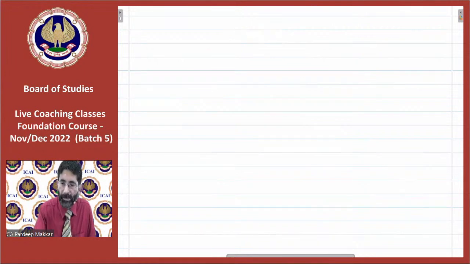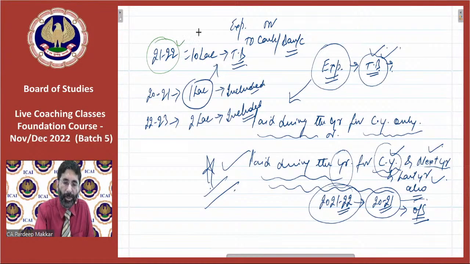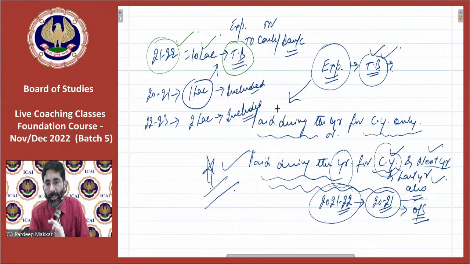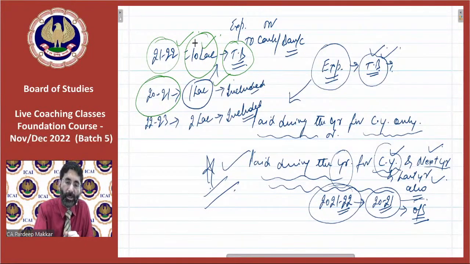Someone is asking to repeat the example. Please check it out. Beta, I am saying 21-22 is my current year in which I have paid rupees 10 lakh. That is given in the trial balance. Now I am just telling you that this 10 lakh includes all expenses paid by us for the current year, for last year, for the previous year. Means if it says that 2021 expenses of rupees 1 lakh are paid during the year, that 1 lakh is included in it.